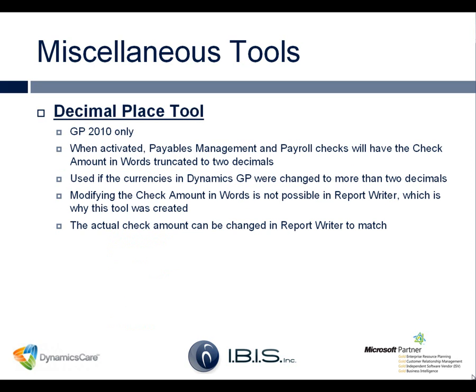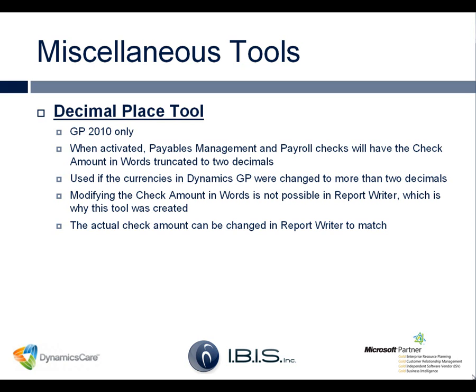Decimal place tool, also new for GP 2010. When this one is activated, payables and payroll checks will have the check amount in words truncated to 2 decimals. And this would come in handy if currencies in GP were changed to more than 2 decimals. Does happen. Modifying the check amount in words on the check can't be done in Report Writer, which is why this tool was created, because the actual check amount itself can be changed in Report Writer.